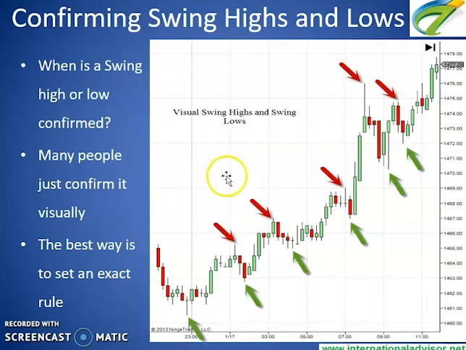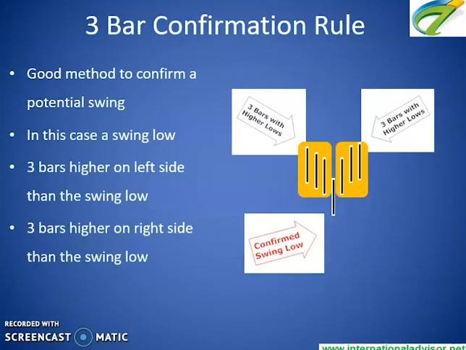When a swing high or low is confirmed, we'll have to look for it. Many people just confirm it visually, like we can see, okay, this is a swing low, this is a swing high, this is a swing low, high, and so on. But the best way is to set an exact rule so as to make a principle and a plan to give us confidence in our trading. Let's discuss one basic rule here. The 3-bar confirmation rule. A good method to confirm a potential swing.